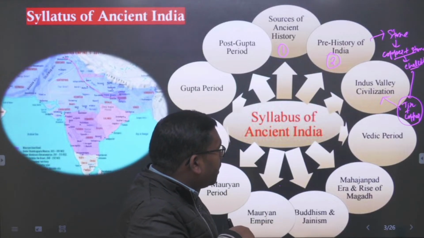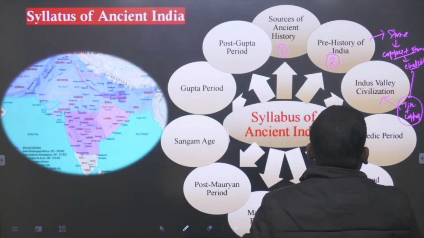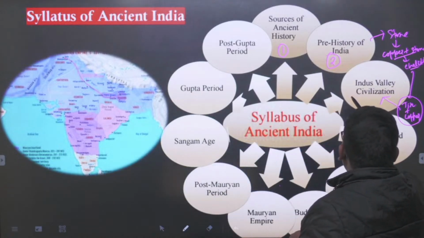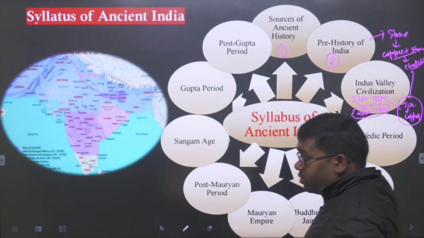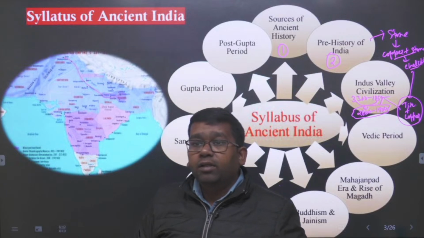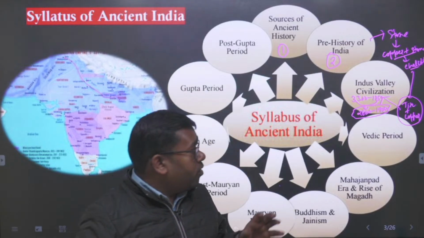The Indus Valley civilization time period roughly starts from 3300 to 1750 BC, in which the major period, the mature phase, is 2600 BC to 1900 BC. This is the mature phase, and first is this phase. So this is the main concept of the Indus Valley civilization.